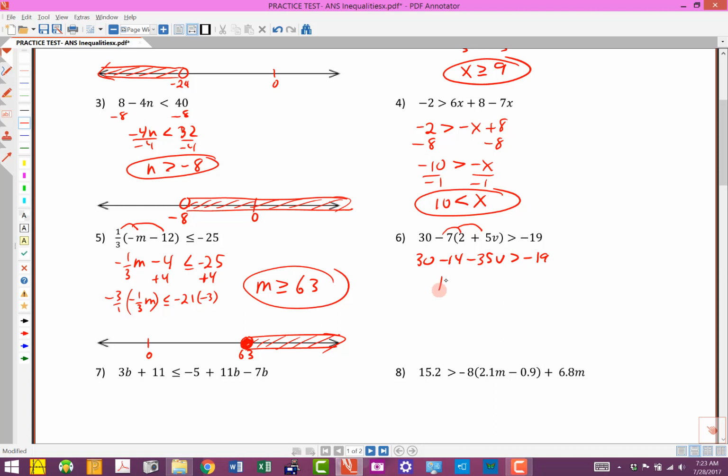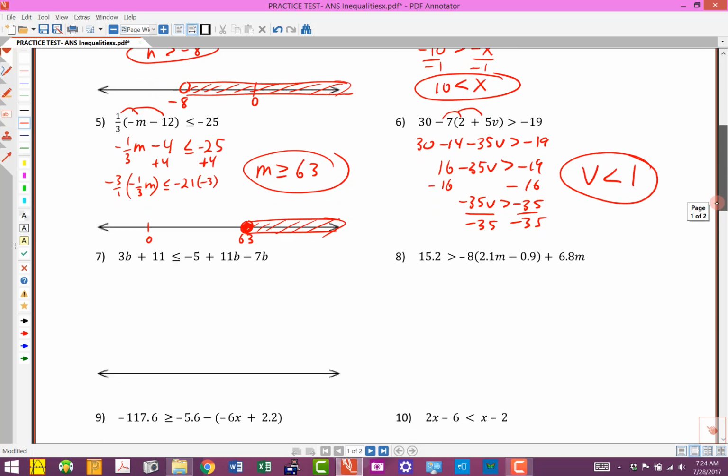Collect some like terms, so we end up with 16 minus 35v greater than negative 19. Subtract 16, so negative 35v greater than negative 35, and we're going to divide both sides by negative 35. And dividing by a negative is going to switch the direction, so we're going to change this to a less than. And a negative divided by a negative is a positive, and 35 divided by 35 is 1. So we get v is less than 1. Alright.